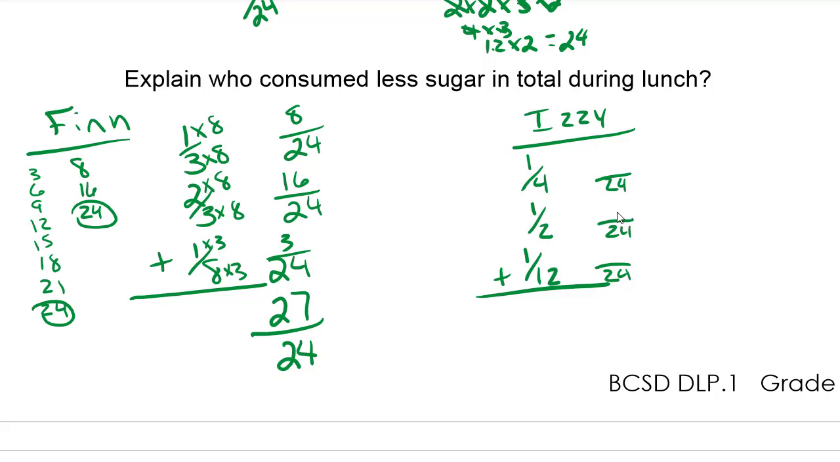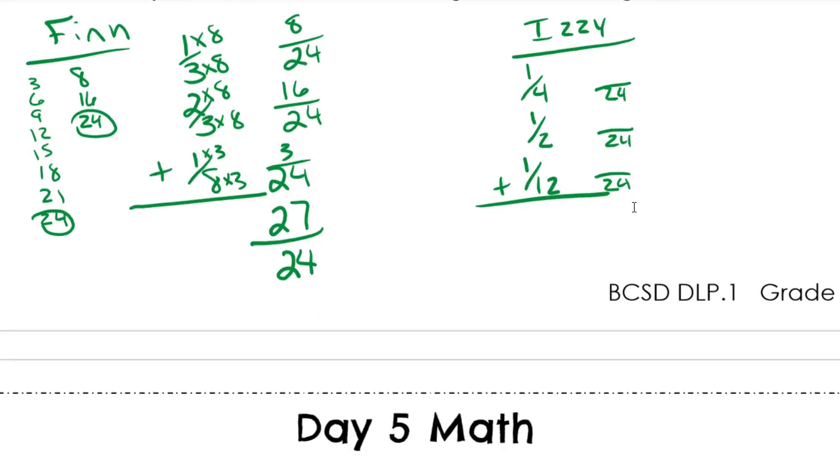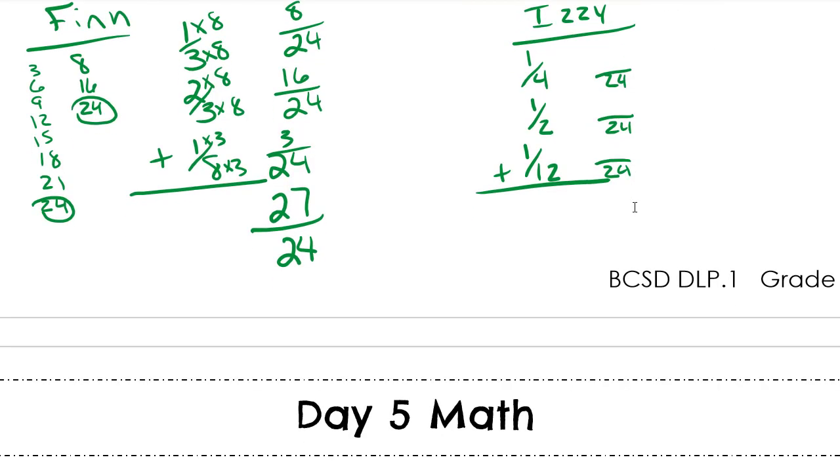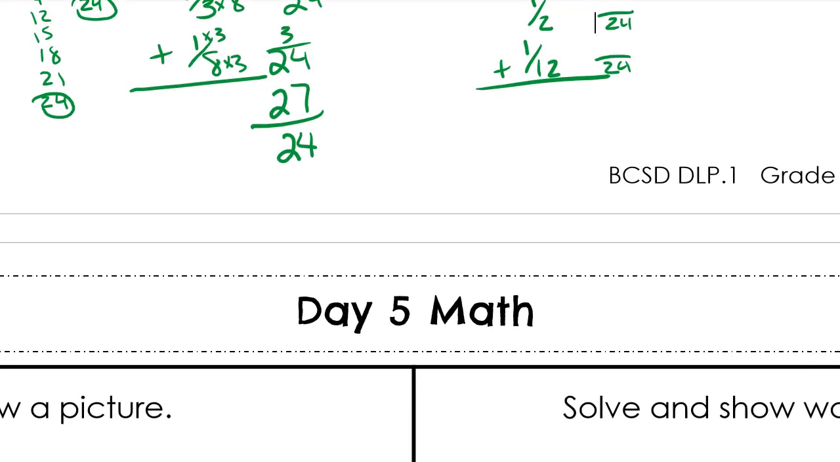So I think you guys have this, and then just see who had more sugar or who had less. And we already know, right? Because we were starting with Finn's number every time and subtracting. But I want to remind you, it asked who had less sugar. So please make sure you read it correctly. All right, guys, let's go ahead and move on.